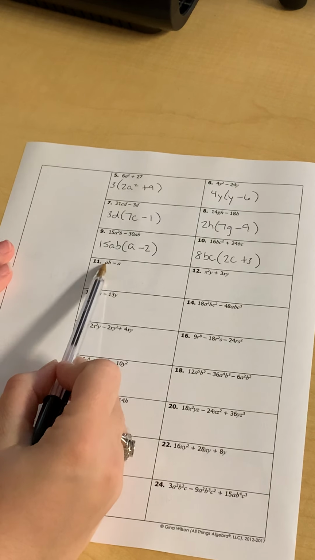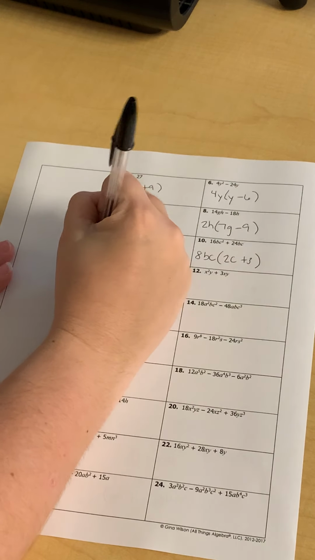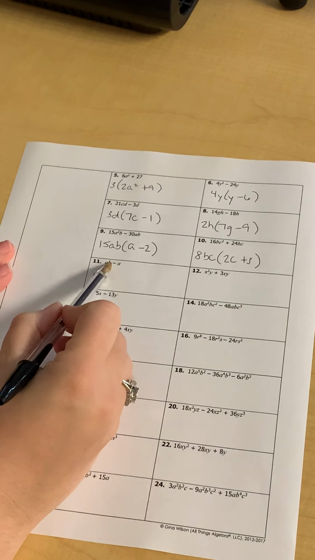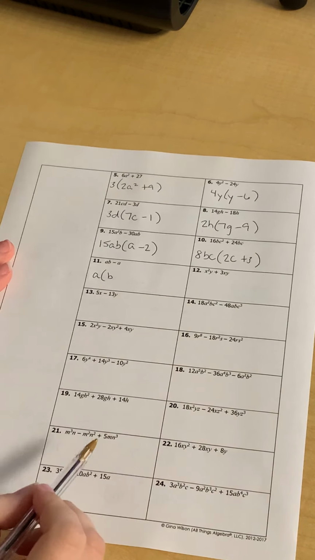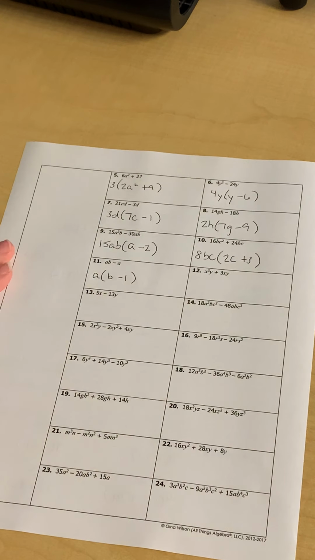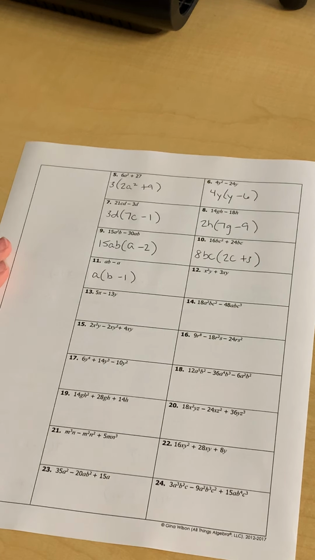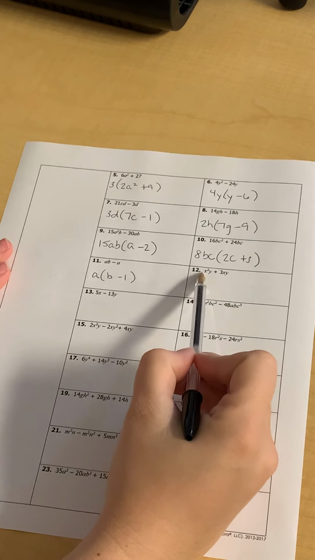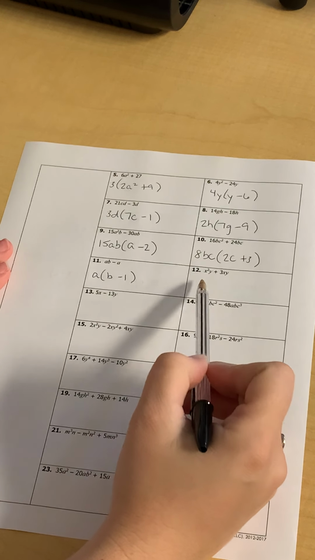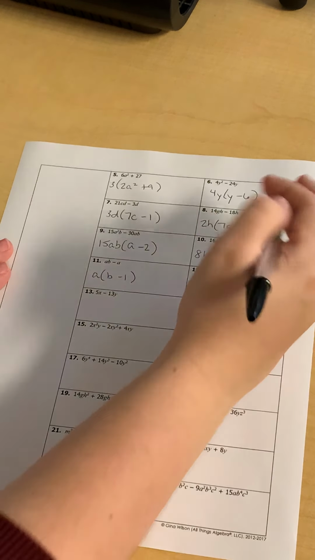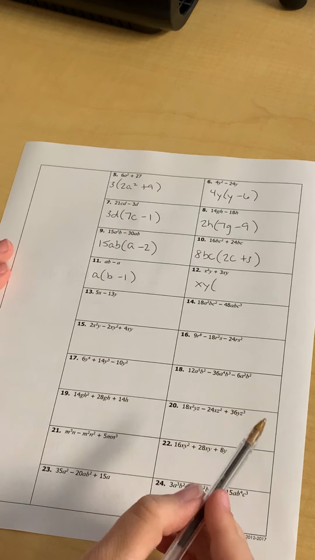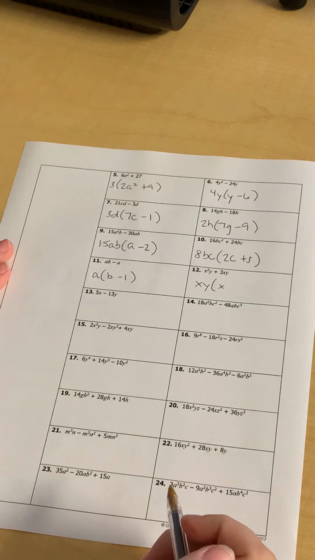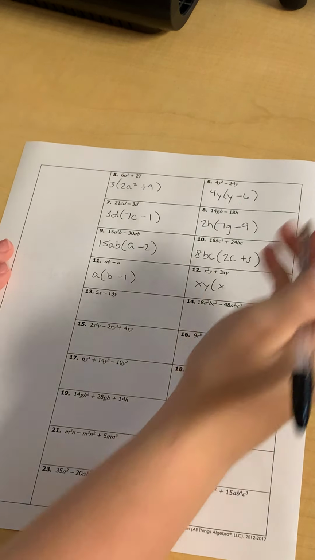11, what can we take out of both terms? We can take an a out of both. ab divided by a is b. Negative a divided by a is negative 1. 12. This one doesn't have a number, so you can't take a number out. We can take an x and a y out of both. x squared y divided by xy is x. 3xy divided by xy is 3.